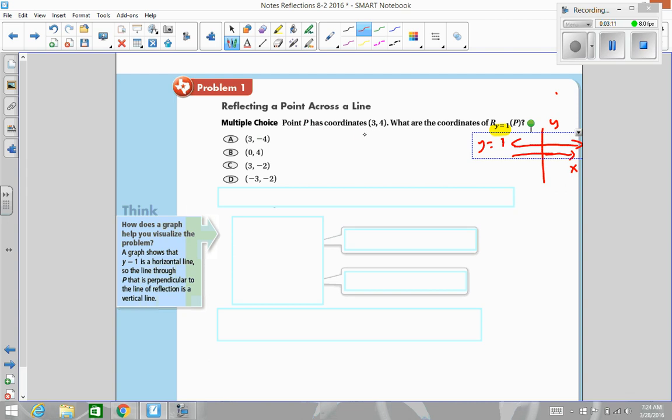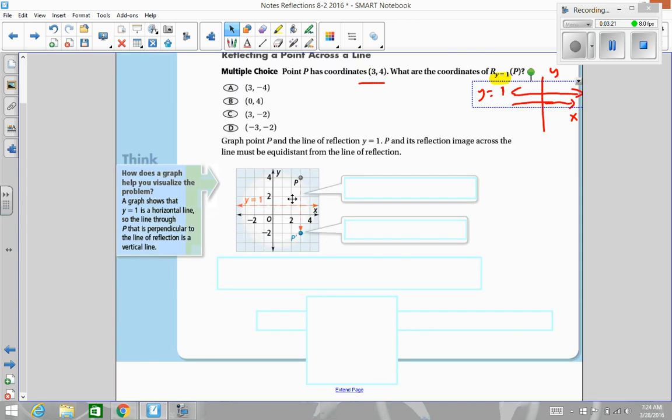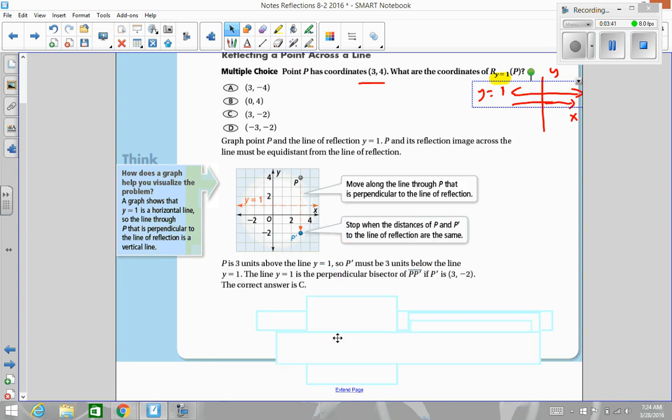So if we're going to reflect across this, let's do some thinking here. First things first, we need to know how that line looks. And if we graph that, it looks like this. So this is the y equals 1 line. We've got P here. We're going to reflect across to P prime. Remember, the distance from P to the line of reflection should be the same as the distance from the line of reflection to P prime. So if we look at that, that's 1, 2, 3 to that line, and then 1, 2, 3 to the other side. And so therefore we end up with the point (3, negative 2), which was C.